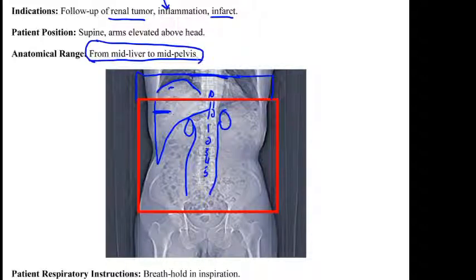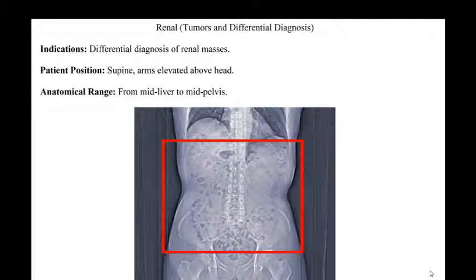We're looking at the anatomical range from mid-liver. So this scan is once again for the renal system, and to aid in detecting tumors and to provide a differential diagnosis, so something that might be actually existing other than a cancerous lesion. And so that basically brings us to the indication, which is a differential diagnosis of renal masses. A patient is going to be supine with arms elevated above the head, and the anatomical range is going to be from mid-liver to mid-pelvis.